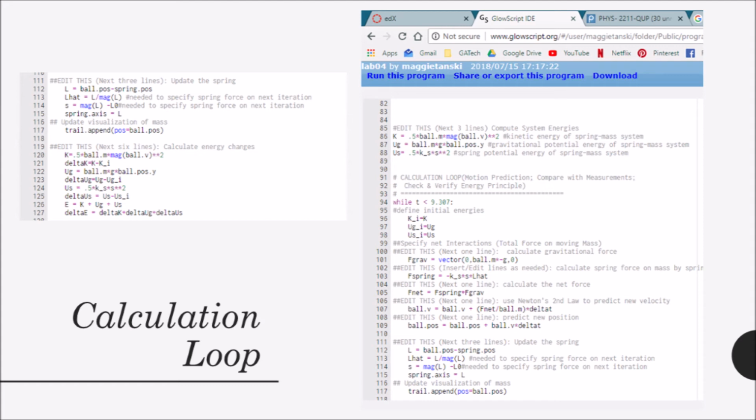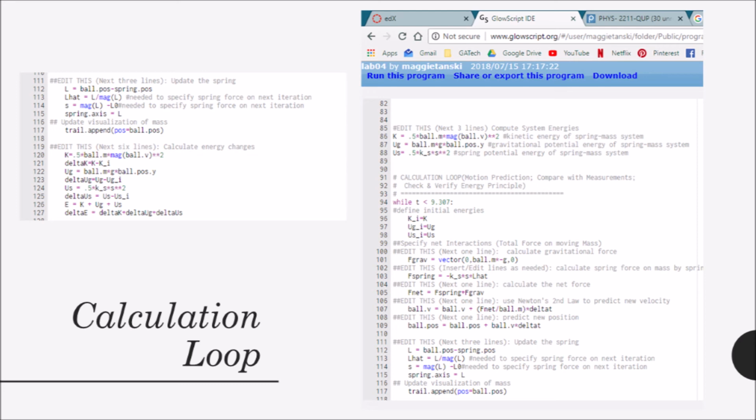At each step, while t is less than 9.307 seconds, the current values for kinetic, gravitational, and spring potential energies are defined as initial. Then the force of gravity is defined as a vector 0, ball dot m times negative g, 0 newtons, and the force of the spring is defined as negative k times the stretch times L hat. Net force is defined as the sum of the two. Next, we update the velocity using Newton's second law, and we then update position, stretch length, L hat, and stretch. Next, we update the kinetic, gravitational potential, and spring potential energies.